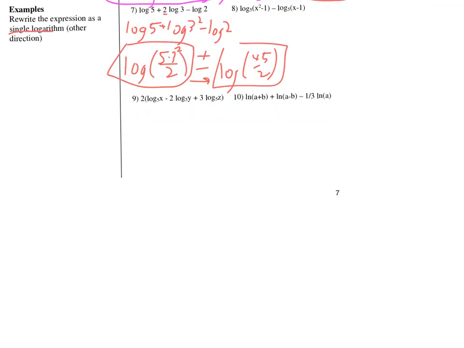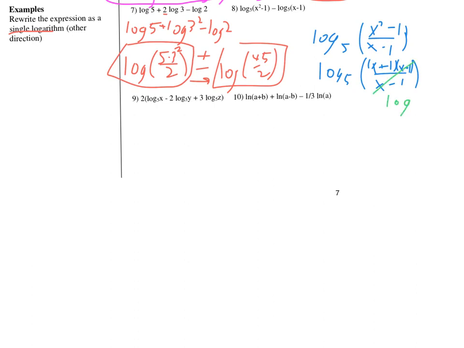All right, next up, number 8. We'll do some more condensing here. No coefficients on this one, so I'll just condense this as log base 5 of x squared minus 1 over x minus 1. Now on this one, I would actually factor that numerator, so I would call it log base 5 of x plus 1 times x minus 1 over x minus 1. And the only reason I would do that is because then we can cancel. And so then I can call it just log base 5 of x plus 1 as a more simplified version.